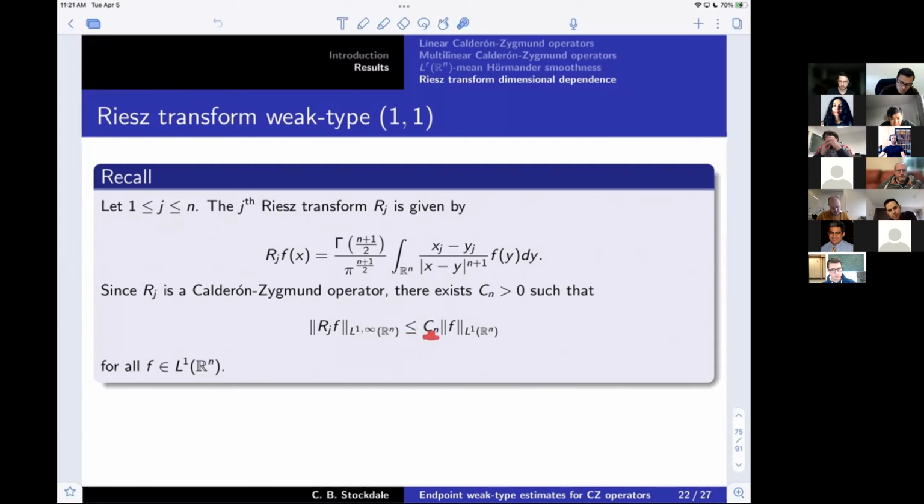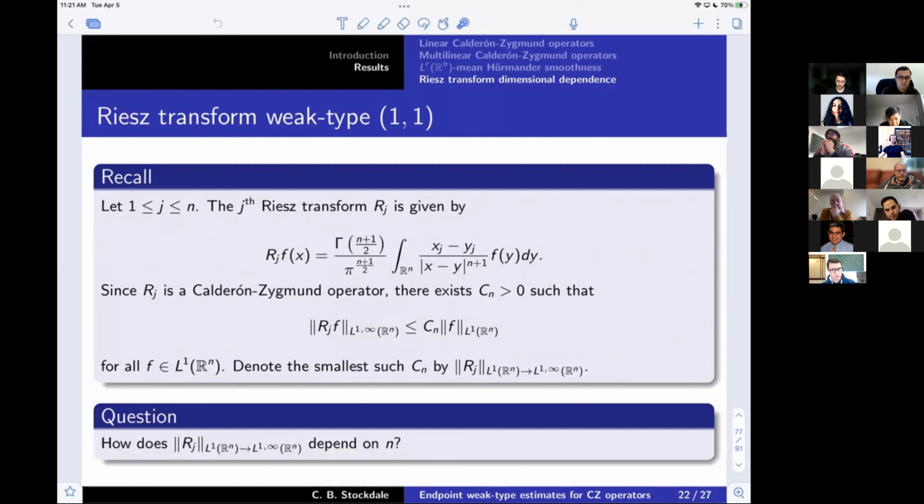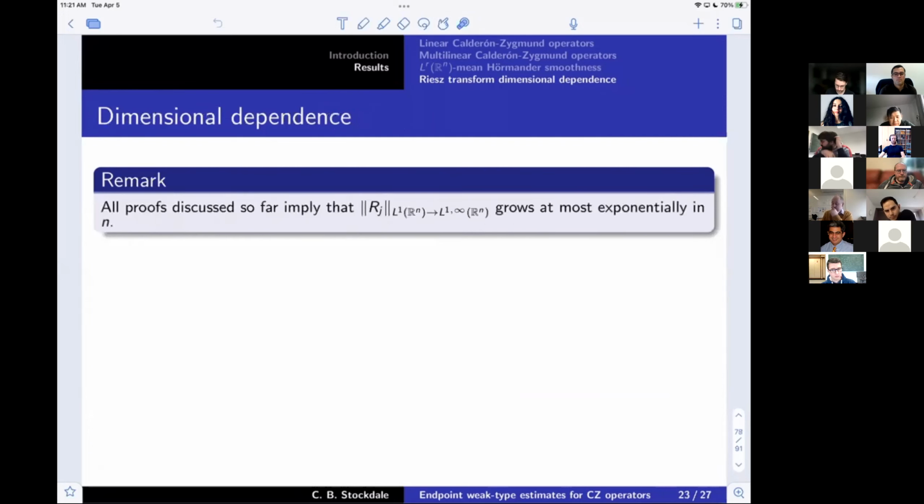It could only possibly depend on the dimension n. That's the only free thing because this is a concrete operator. So we're going to denote the smallest possible Cn with this quantity, this weak 1-1, I quote unquote use the word norm, although it's not a norm. But the smallest constant is denoted by this, and our question is, what is that constant? And in particular, how does it depend on the dimension n? This is something that's still unknown. Nobody knows what the correct constant is here, but I'll tell you what we do know.